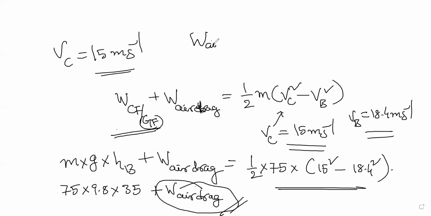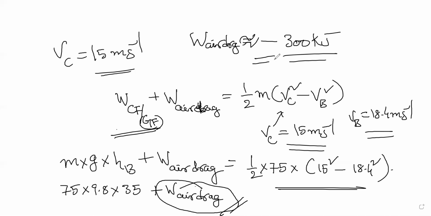Once you calculate the work done by the air drag, you get one number here. I think I got approximately negative 300 kilojoules. So approximately negative 300 kilojoules is what we get. This is the energy lost. So the number I got is negative 300 kilojoules, around 299.83, approximately 300 kilojoules is the energy that is lost.